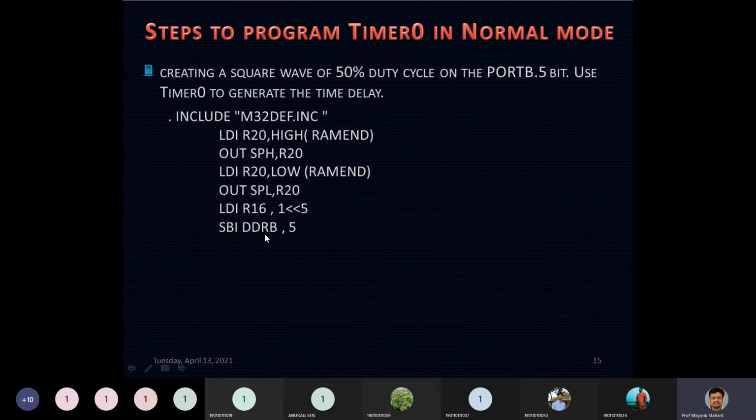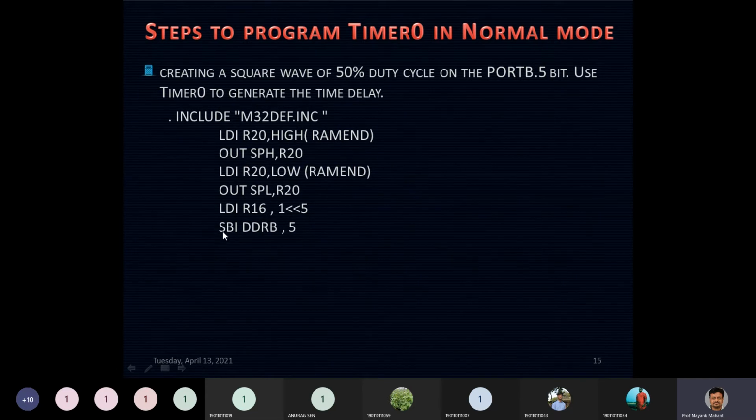Already we talked about this when we were talking about the IO port of our AVR. DDR is a register called the data direction register that will help you configure the pins of your microcontroller as either an input pin or an output pin. In this case, we want to generate a square wave. So what we will be doing is configuring pin number 5 of port B as an output. These two lines will help us do that.